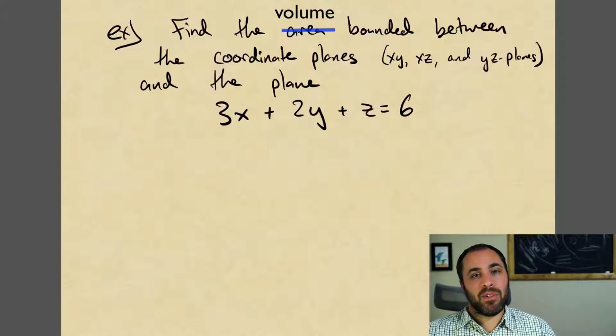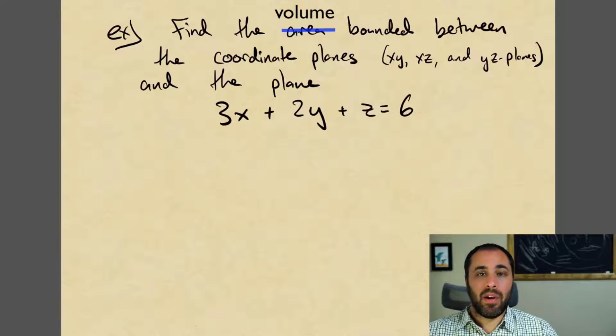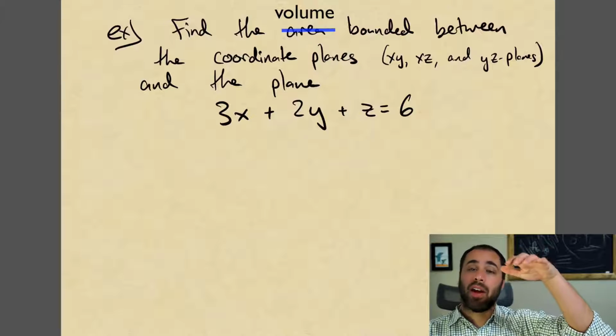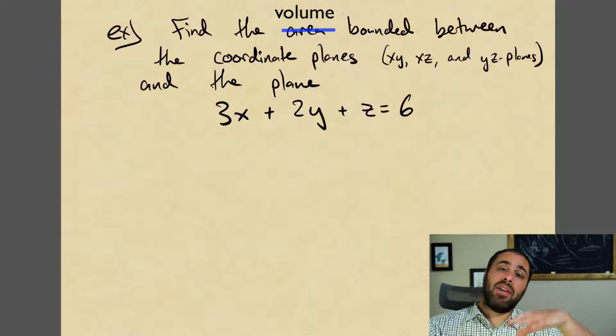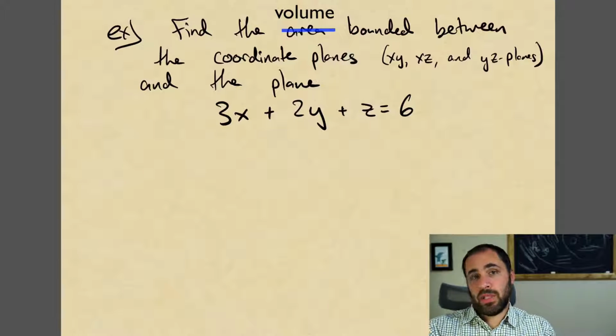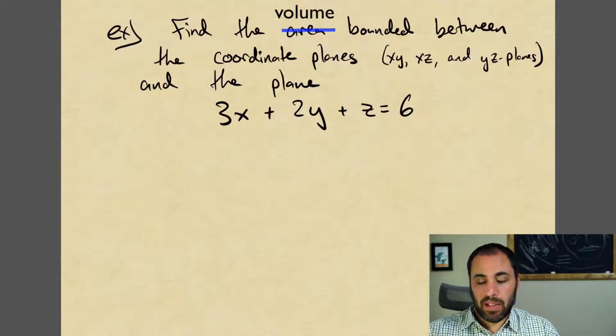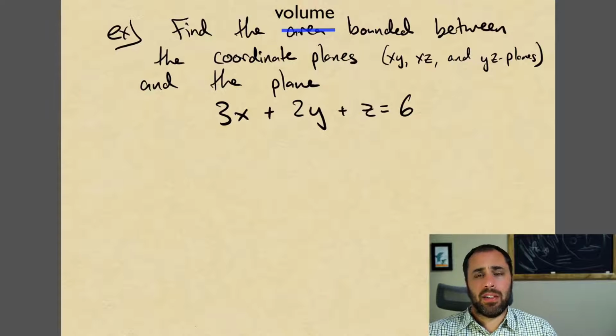But this one we will do using a double integral. Remember, a double integral is the volume underneath the surface of a graph. That is, between the surface of the graph and the xy plane. And it's a signed volume, so it could potentially be negative. But in this question, we want the volume bounded between the coordinate planes. We'll see it's going to be the positive, well, kind of the positive octant, where x, y, and z are all positive.